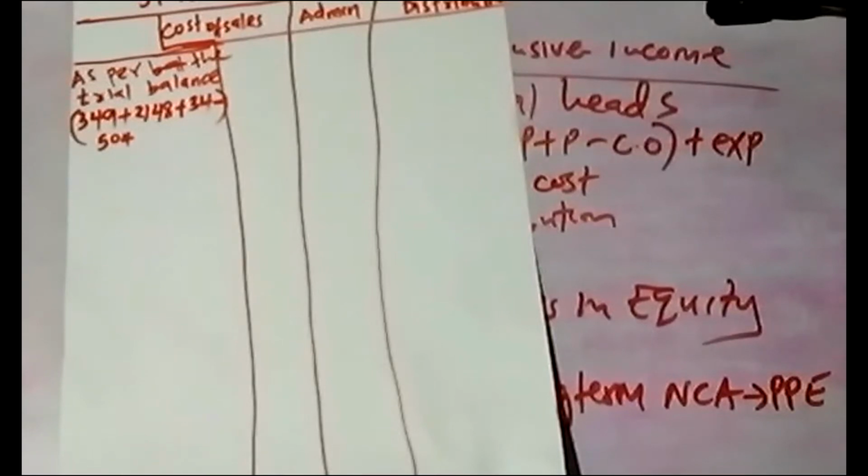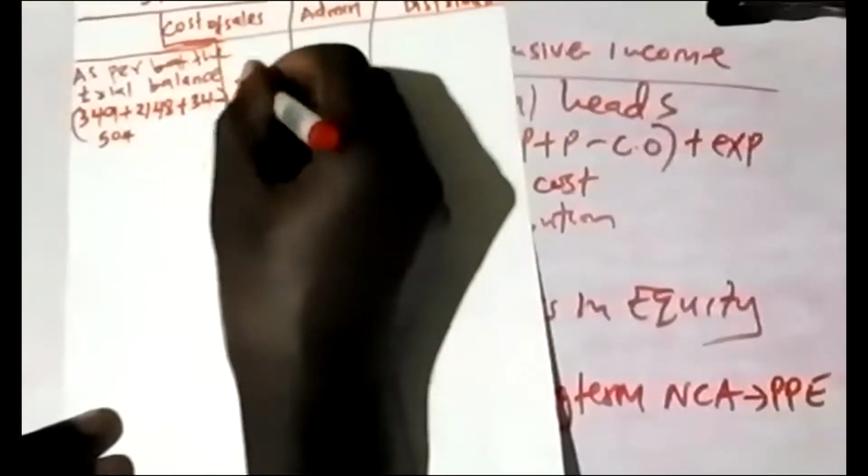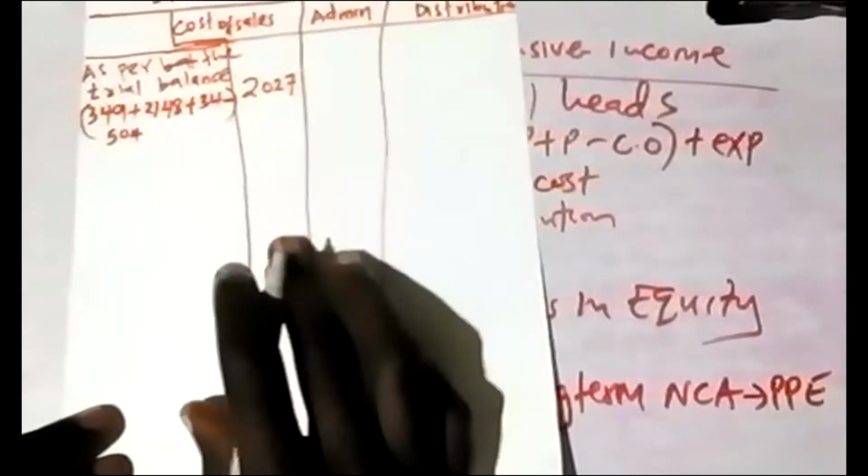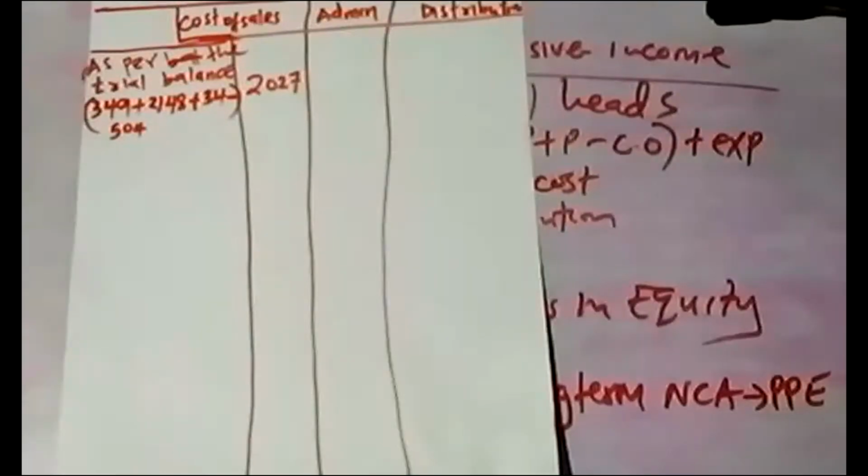So 349 plus 2148 plus 34 minus 504. It's supposed to be 2027. 349 plus 2148 plus 34 minus 504 gives 2027. Then admin, you have the administrative expense.